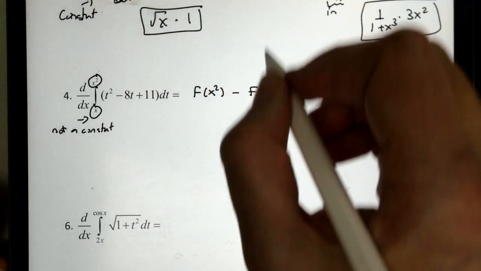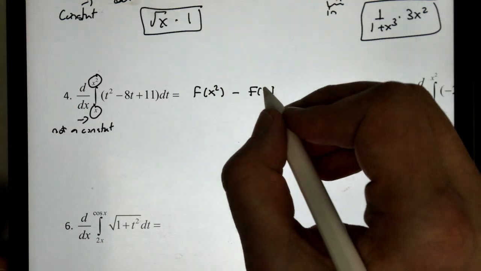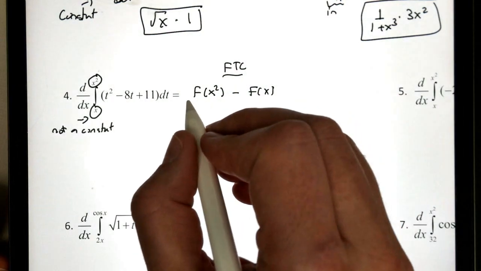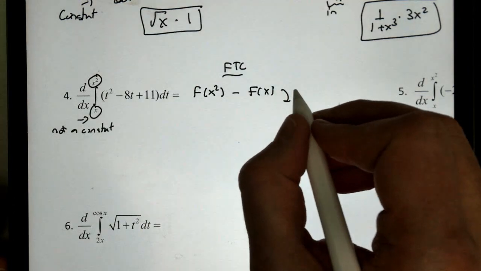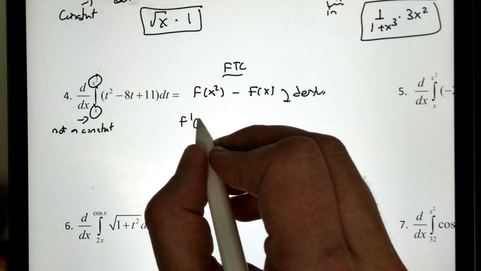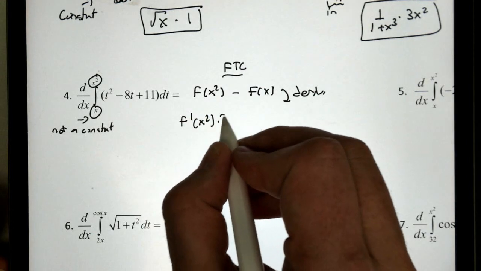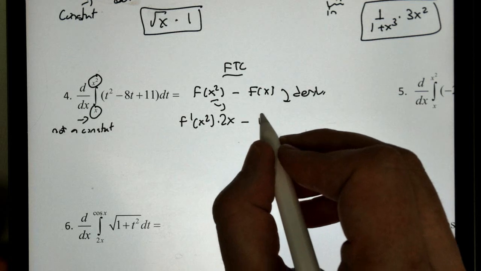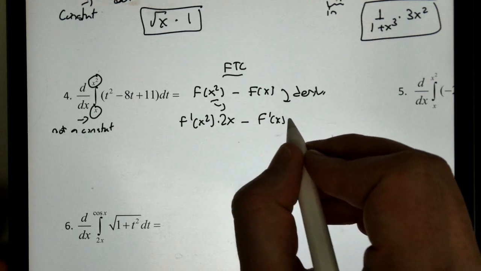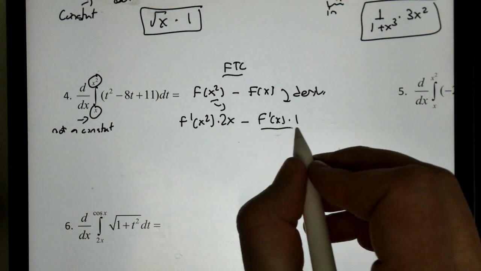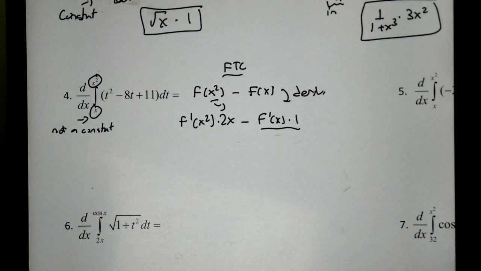Sorry, that was a terrible looking x. This is our first fundamental theorem. But remember, we now want to take the derivative of it. We're going to get f prime of x squared times 2x, don't forget your chain, minus f prime of x times 1. Notice in this case, the second term doesn't become 0.